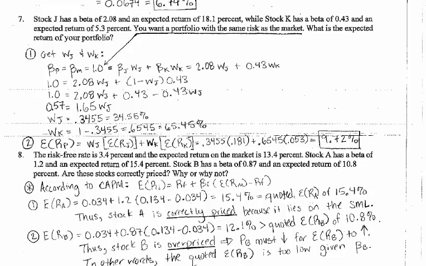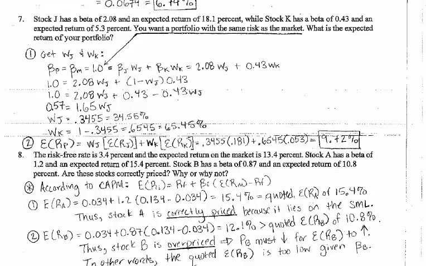So we do actually only have one variable here, and it's the weight of J. So what I'm going to do is have 1 equal to 2.08 weight of J plus, in parentheses, 1 minus the weight of J times 0.43. Now I need to expand that out to where that is 2.08 weight of J plus 0.43 minus 0.43 weight of J.